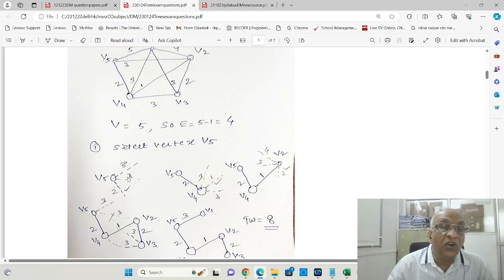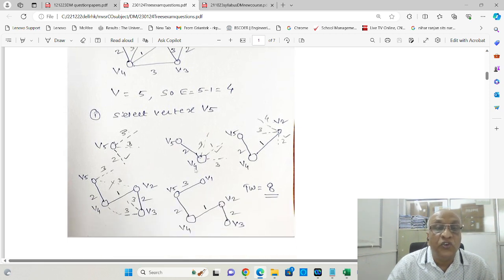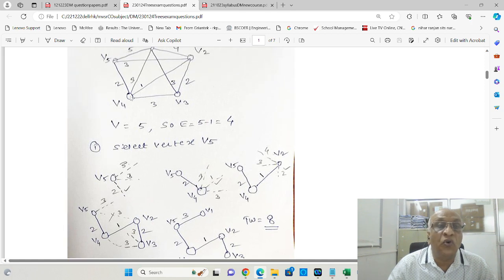Now which are the not considered weights? 3 and 3 are the not considered weights, which I have to remember. Now V4 is connected to V5 with weight 2. Let us check V4's connectivity with other vertices and their weights. V4 to V1 is 3, V4 to V2 is 1, V4 to V3 is 3. Among these, the one with weight 1 I have to pick up. So I will go for V4 to V2 with weight 1.